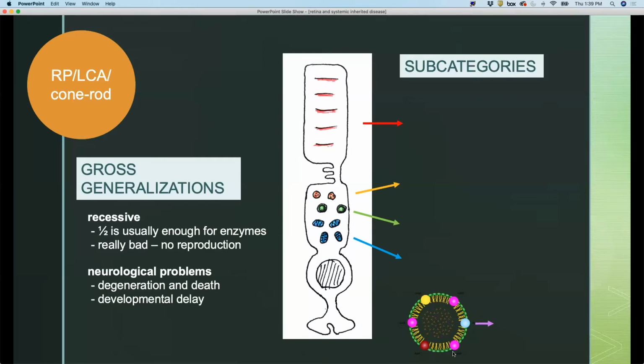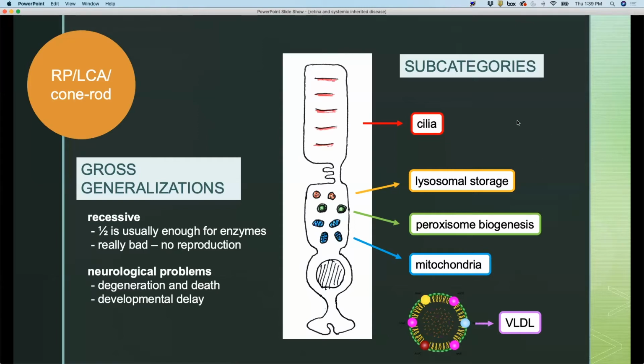Here I'm just illustrating a VLDL particle, one of the little fat particles that, when you absorb fats, get into your liver, and there are chylomicrons and all these other things. So that's what I'm trying to illustrate here. These are the different subcategories of things that look like RP and cone-rod.